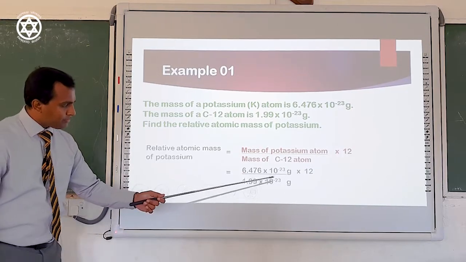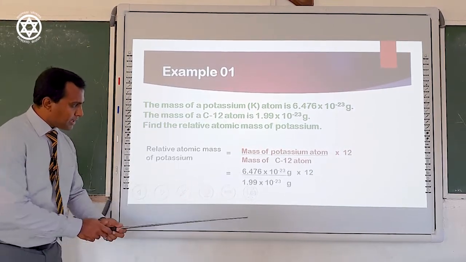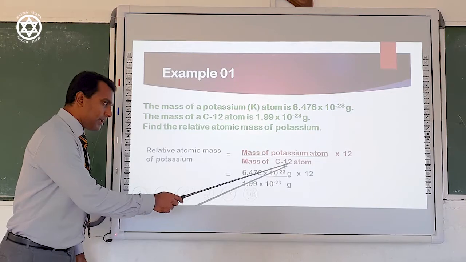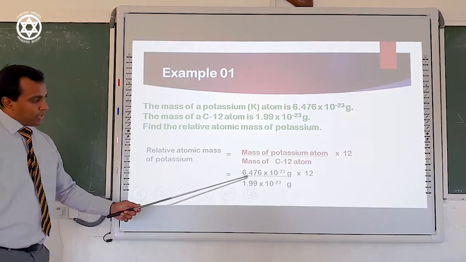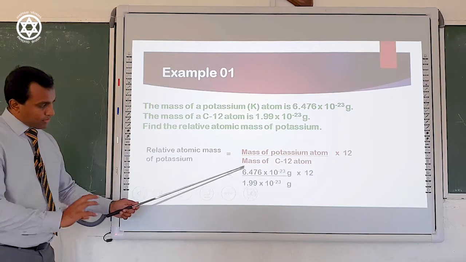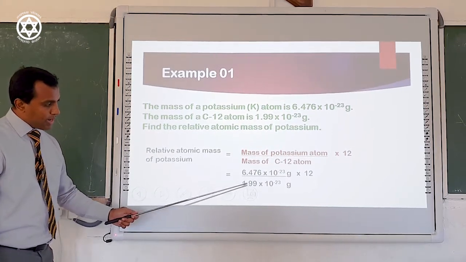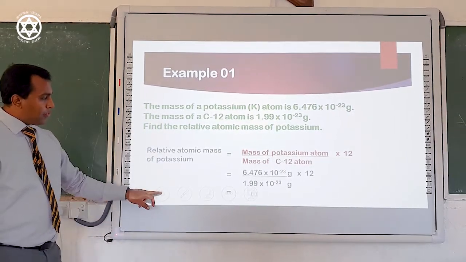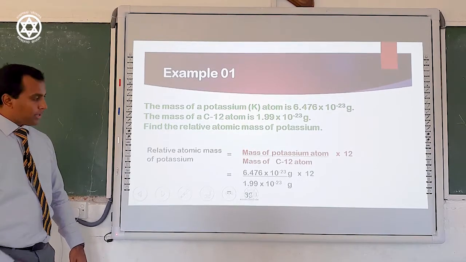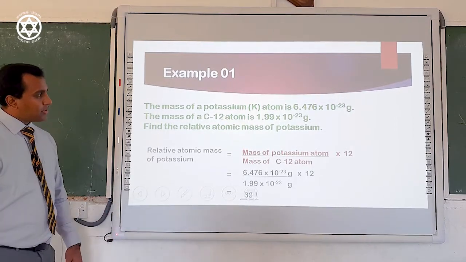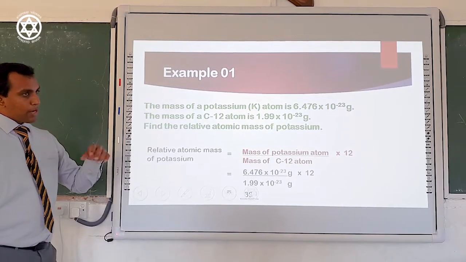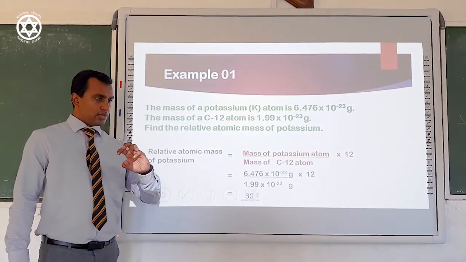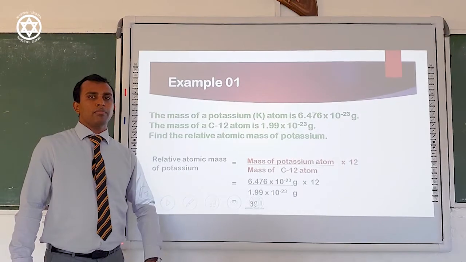Those are the values. Here, grams to grams can be cancelled, and 10^-23 and 10^-23 cancel. When you take the whole value 6.476 divided by 1.99 × 12, you will get the value 39. The answer must be 39. So the relative atomic mass of potassium is 39, meaning it is 39 times the atomic mass unit.